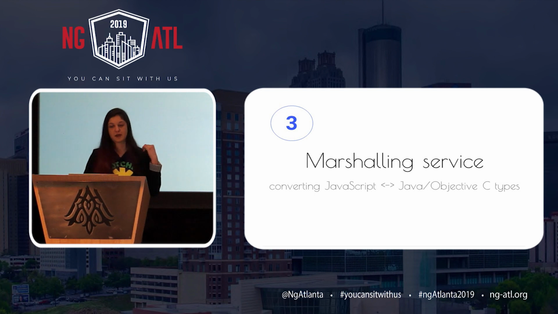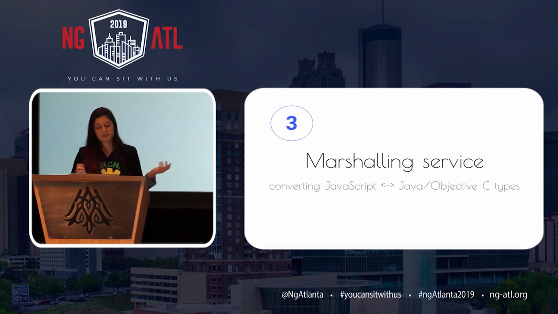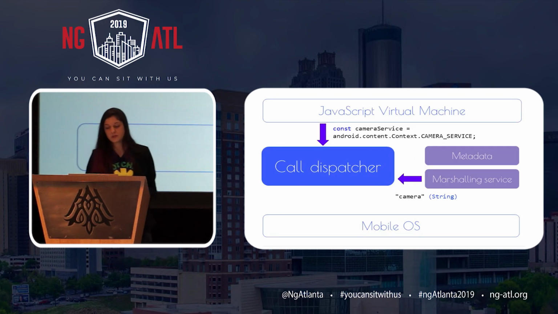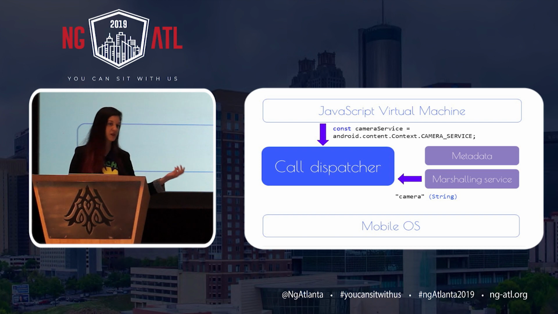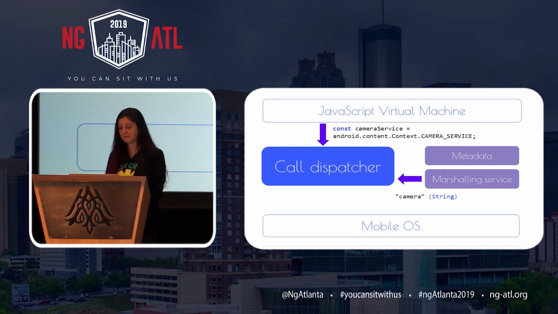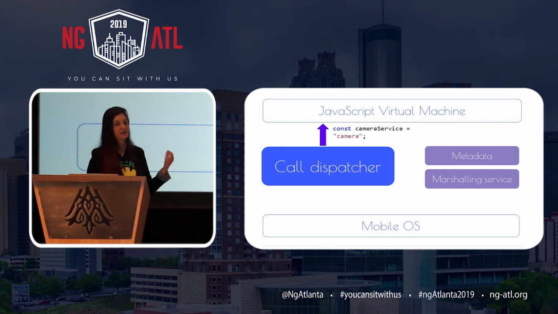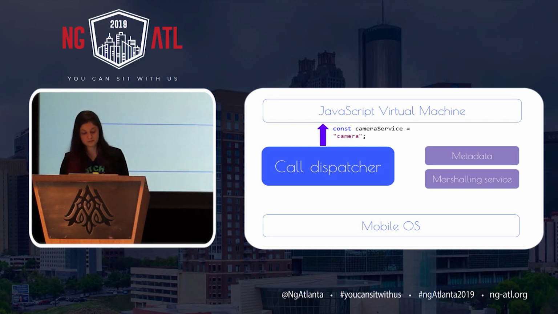And here comes the third step. It's called marshalling, or just converting types. We call the marshalling service with the Java string, and we get a JavaScript string. And then we are ready to assign that to our JavaScript variable. That's the whole idea. And that is what happens once again.